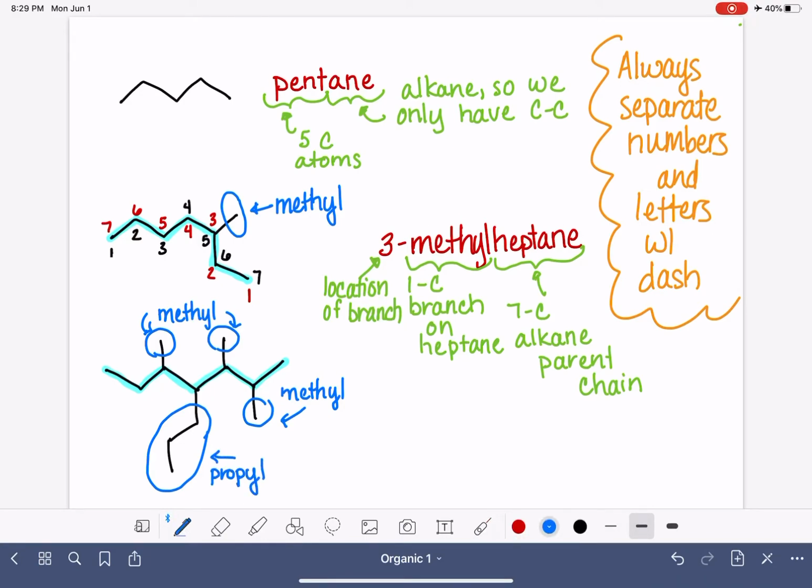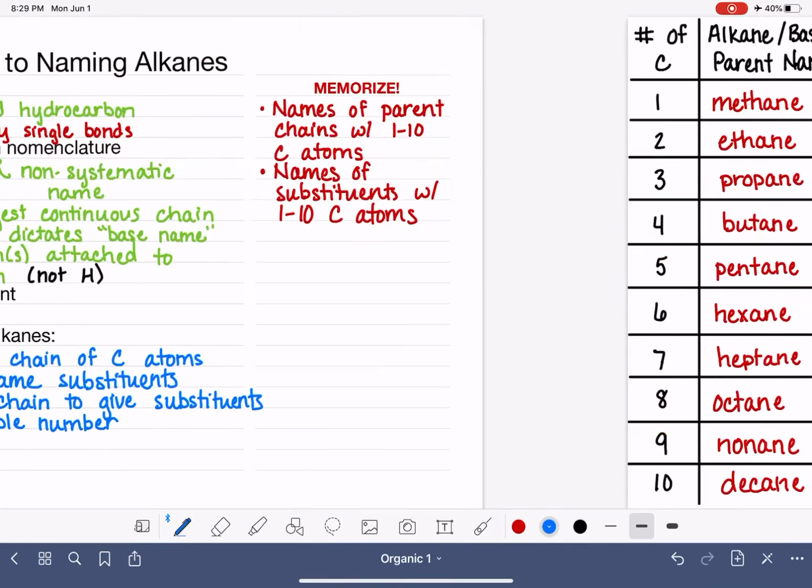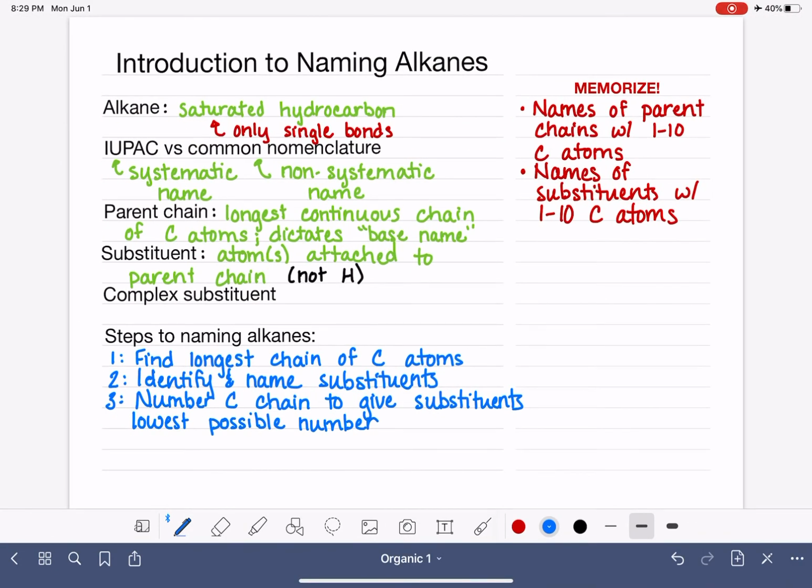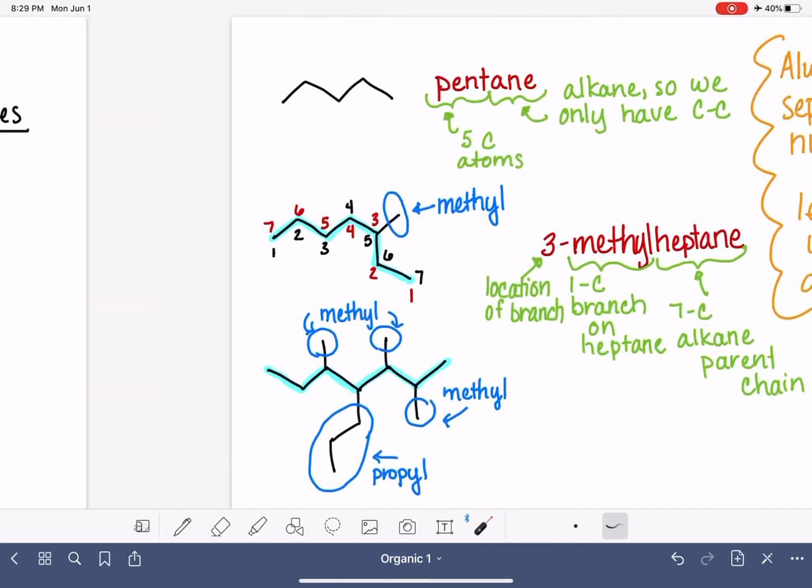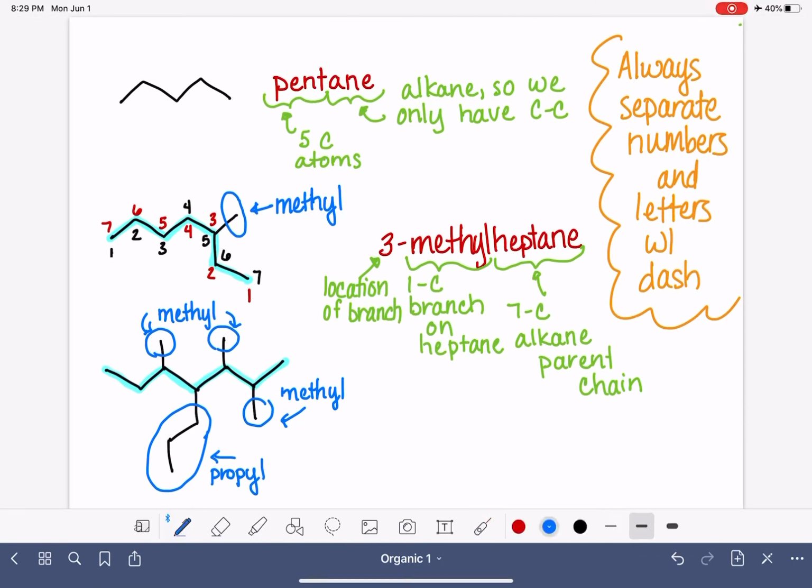So this is obviously going to be a more complicated name than either of the two molecules that we've already done. So before we jump into this molecule's name, let's go back to the first screen with the steps of naming our alkanes and see where we're at. Find the longest carbon chain, identify and name the substituents, number the carbon chain to give the substituents the lowest possible number. Oh, I guess we could do that before we move on. Let's go back and let's number our carbon chain.